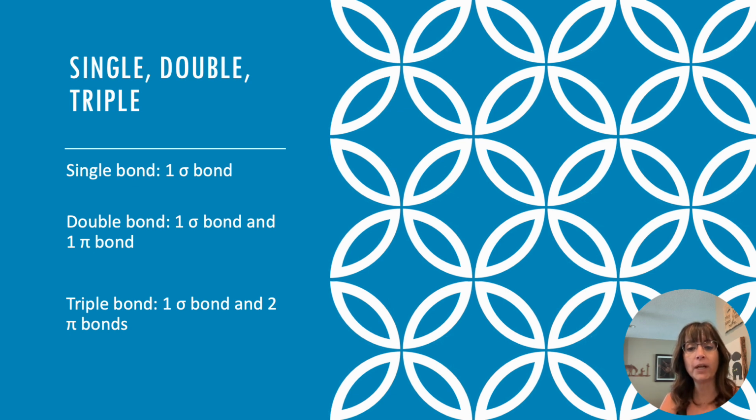Let's just review very quickly, and then I'm going to show you on the next couple slides how this works. A single bond simply has one sigma bond. A double bond has a sigma and a pi. A triple bond has a sigma and two pi bonds. And yes, you need to know this. You need to be able to count these, okay?